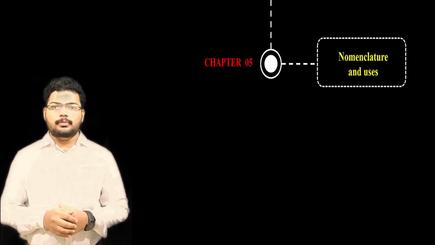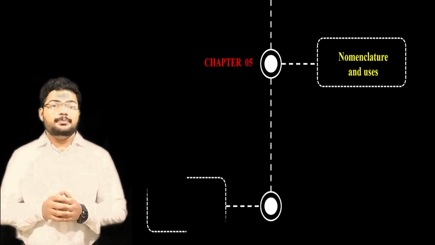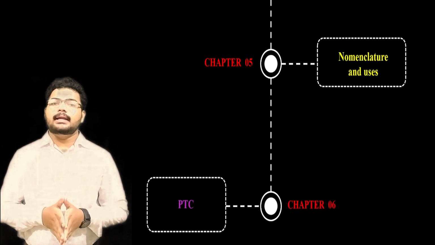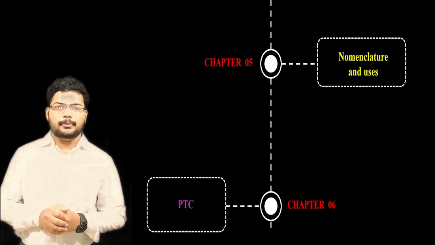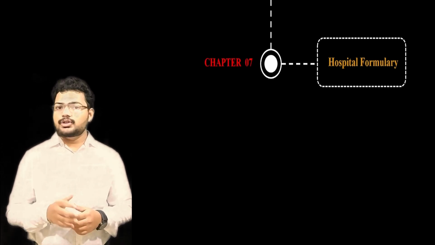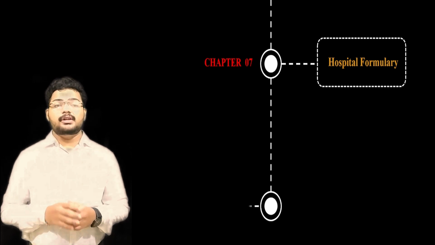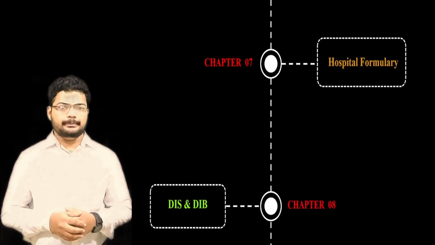Our next chapter is nomenclature and uses of surgical instruments, hospital equipment and health accessories. Okay, and our next chapter is PTC, Pharmacy and Therapeutic Committee. It's a very important chapter. We will discuss it later on. Next chapter is hospital formulary system and its organization, functioning and composition. Our next chapter is drug information services and drug information bulletin.